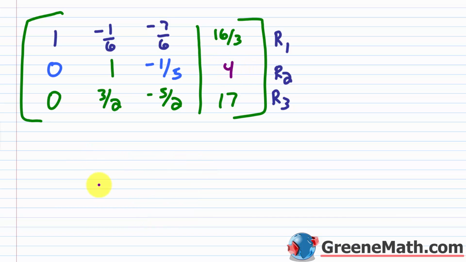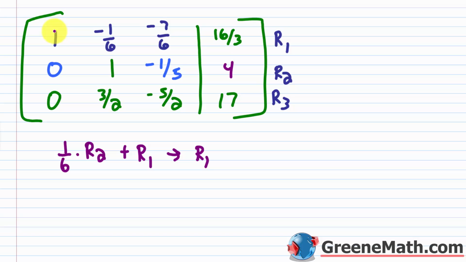So now we want to get a 0 above and below this 1. So again, I'm thinking about the additive inverse of negative 1/6. So that's going to be 1/6. So let me multiply row 2 by 1/6. So 1/6 times row 2, then plus row 1. This is going to be my new row 1. Okay? So again, to the left of this, it's not going to matter because 0 times anything is 0. 0 plus anything is just itself.